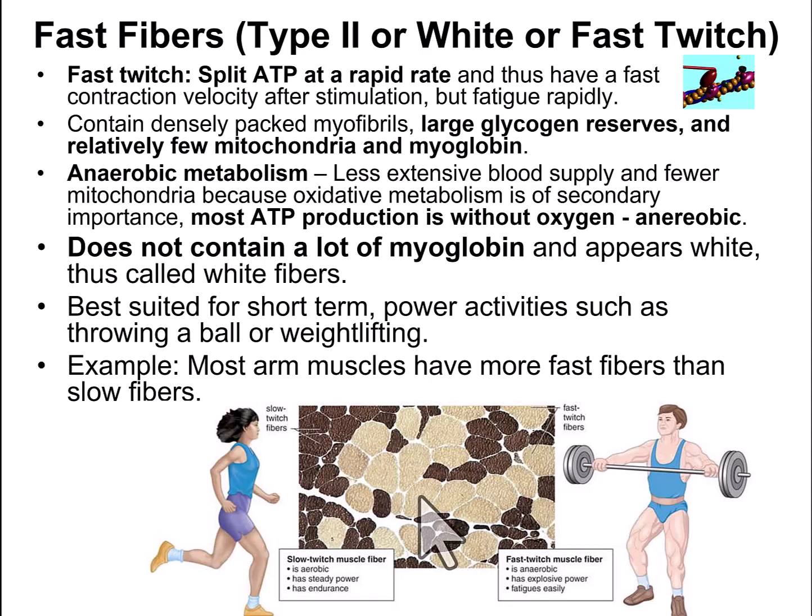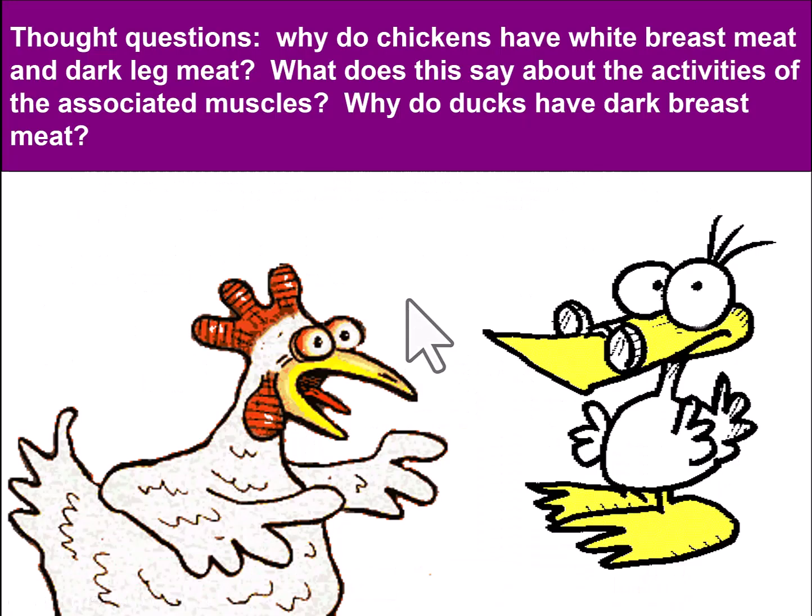So these have the enzymes and the capability to go anaerobic very quickly and make their ATP for these powerful movements. Example, well, most arm muscles have more fast fibers than slow fibers. Thought question: Why do chickens have white breast meat and dark leg meat? And what does this say about the activities that are associated with these muscles? And why do ducks have dark breast meat?